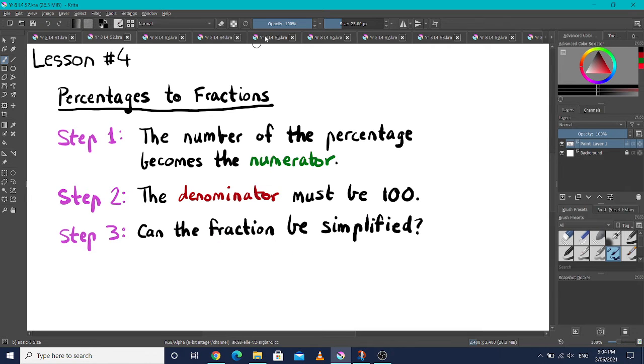So first of all, we are going to look at percentages to fractions, in which there are a few steps listed. Step 1, the number of the percentage becomes the numerator of the fraction, so that's the upper number. Step 2, the denominator, so the lower part of the fraction, must be 100. And then step 3, can the fraction be simplified?